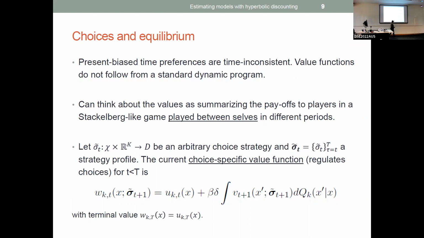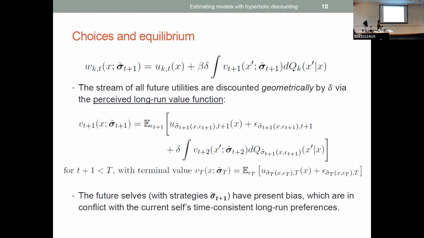And here the integral is taken over the state space. So Q is observed by us, X is observed. And in the terminal period, we have the terminal value W_T equal to the utility flow. Now I take that equation to the top of the slide and do a bit of arithmetic. The stream of all future utilities is discounted geometrically by delta. So remember what I said about the initial drop by beta delta, and then discounting in subsequent periods by delta.